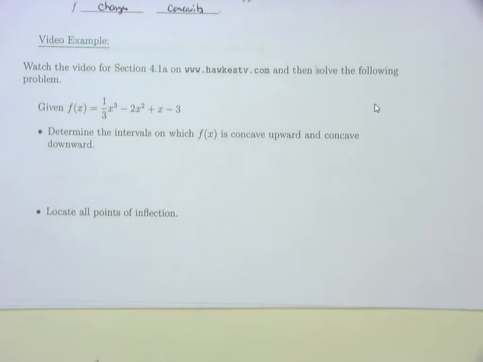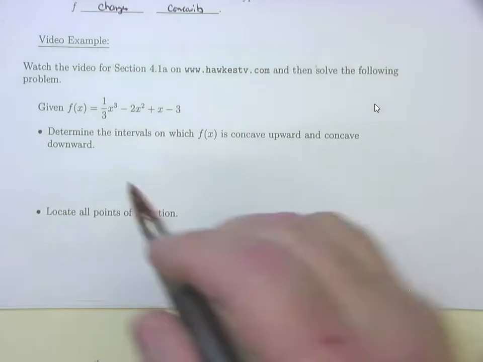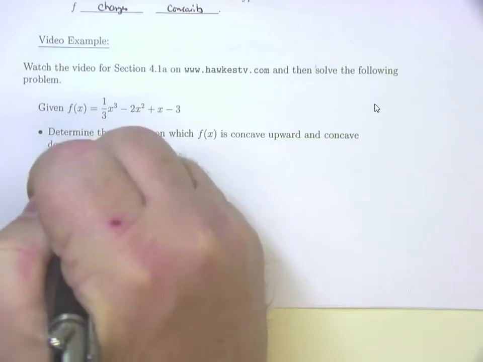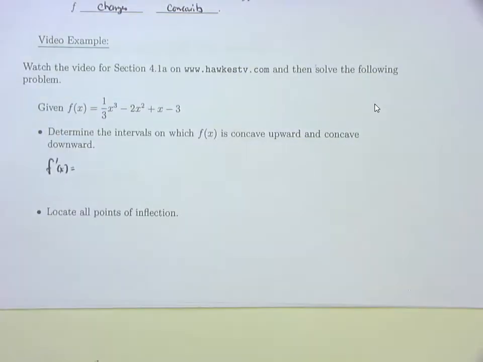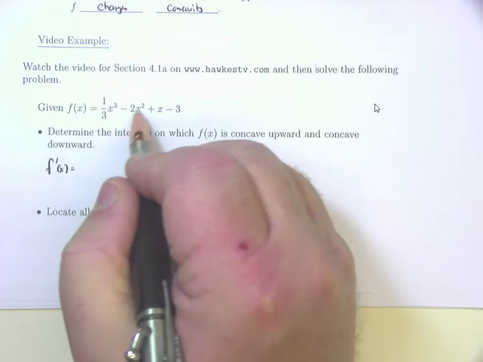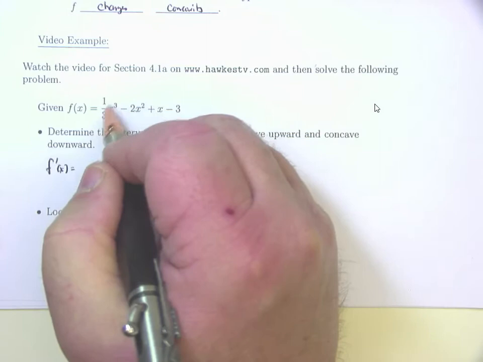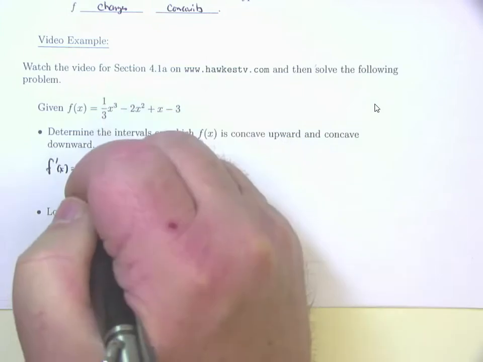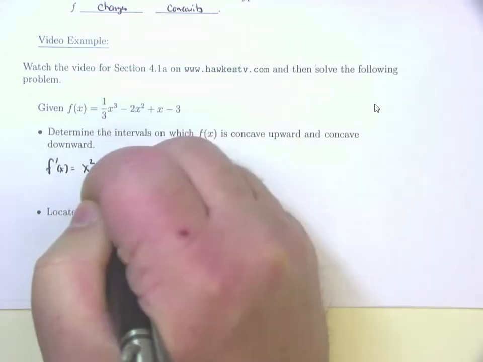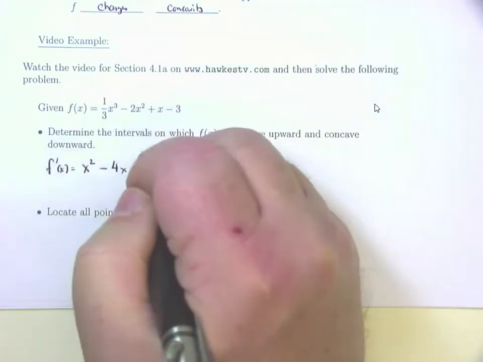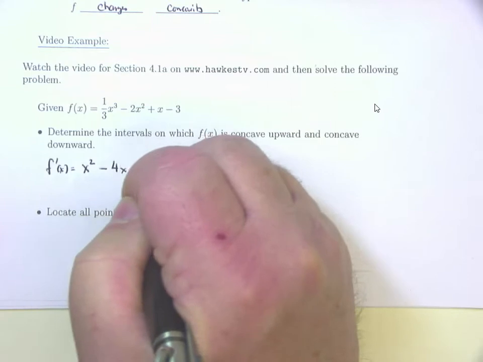concavity deals with the second derivative. So, to determine the intervals of concavity here, the first thing I'm going to do is calculate my second derivative. But to take the second derivative, don't screw it up. You got to get the first derivative right first. So what's the derivative of 1/3 x cubed minus 2x squared plus x minus 3? Well, 1/3 is a constant. Derivative of x cubed is 3x squared, but 3 times a third is just 1x squared. Minus derivative of 2x squared is 4x, and the derivative of x is plus 1. Derivative of minus 3 is 0.